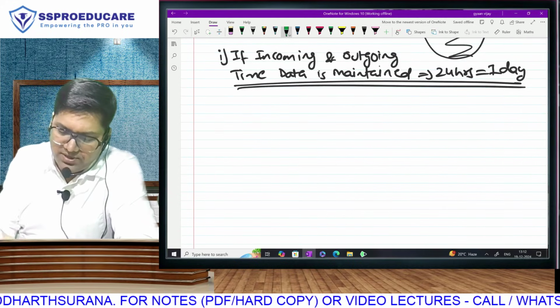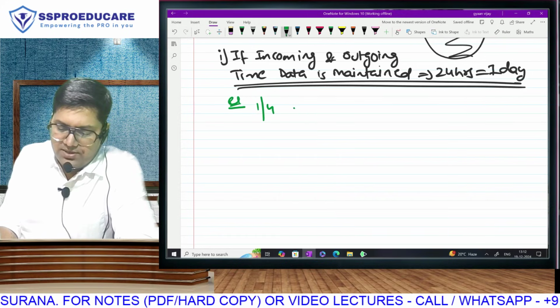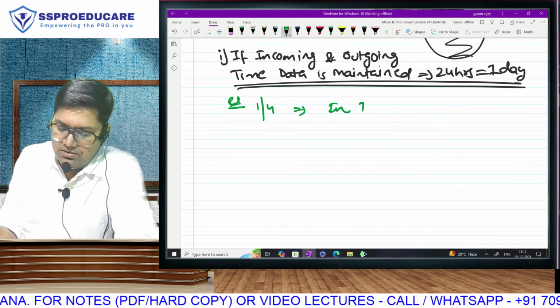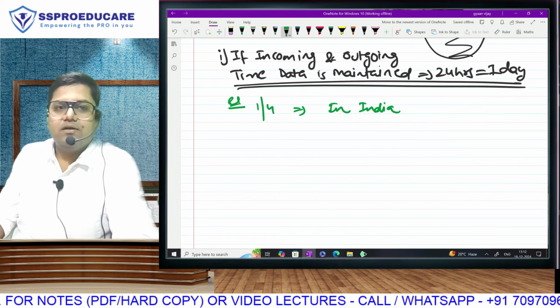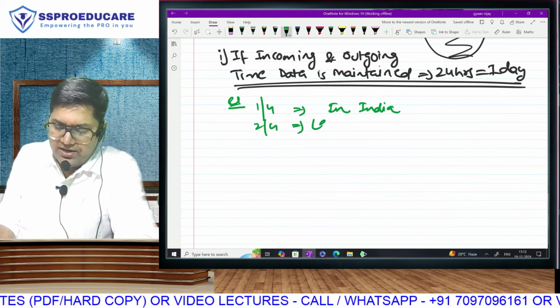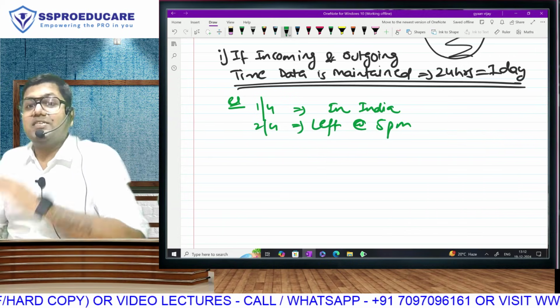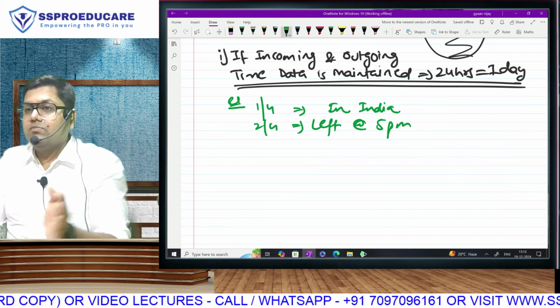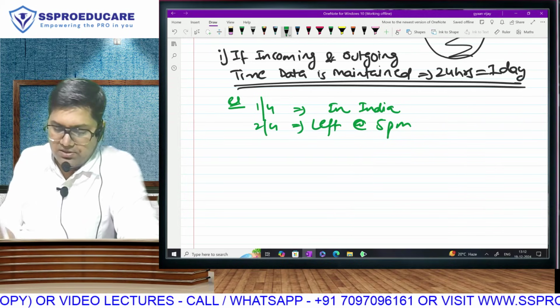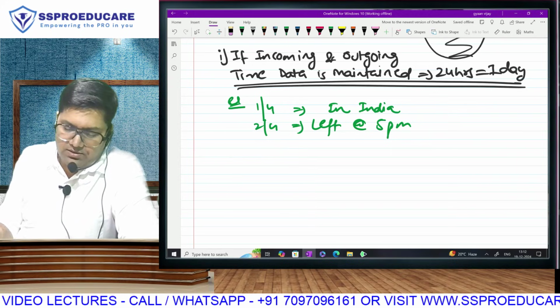So this is a little complicated. Let me give you an example. For example, 1st April, you were in India. Meaning when the year started, where were you? In India. 2nd April, you left India at 5 p.m. Meaning, when 2nd April started, you were in India only, but in the evening at 5 p.m. you left. 3rd April, 4th April, you were out of India.